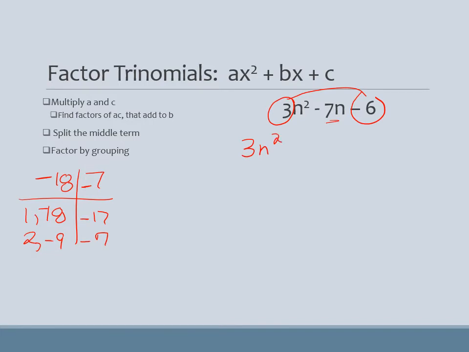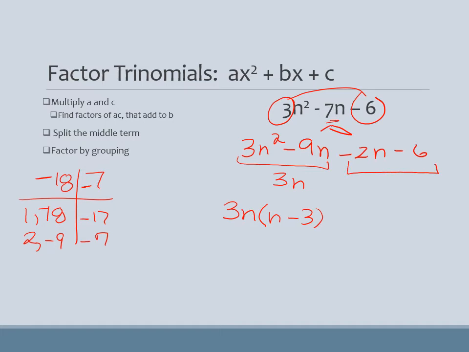So I've got 3n squared minus 9n if I split this middle term and bring down the outsides. And that's that same expression, just rewritten a little bit different. I'm going to factor out a 3n, and that's going to give me n minus 3. Now out of here, I'm going to factor out, that should be plus 2. I'm going to factor out a 2, so I get n minus 3. So my factors are 3n plus 2 and n minus 3.